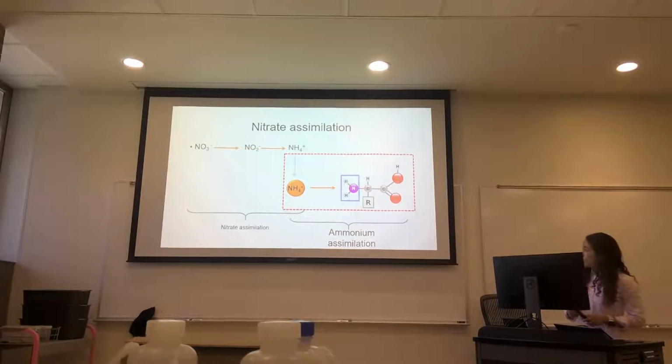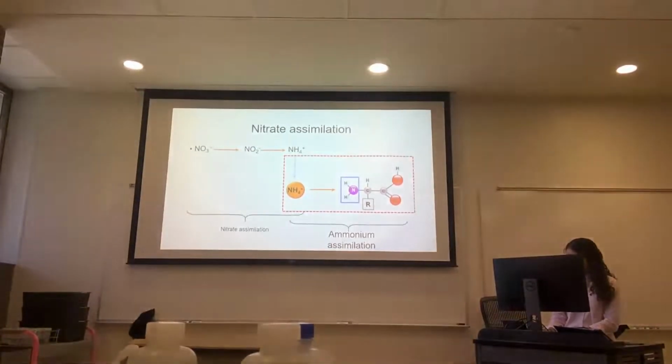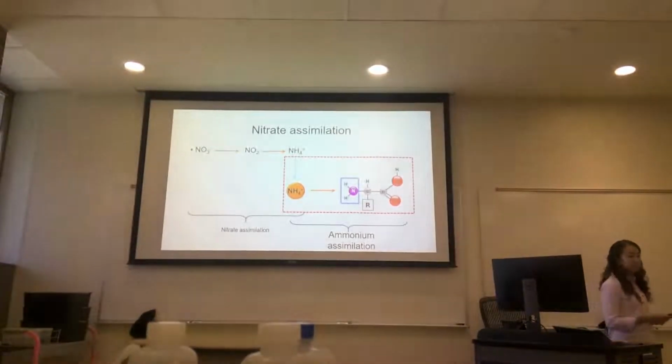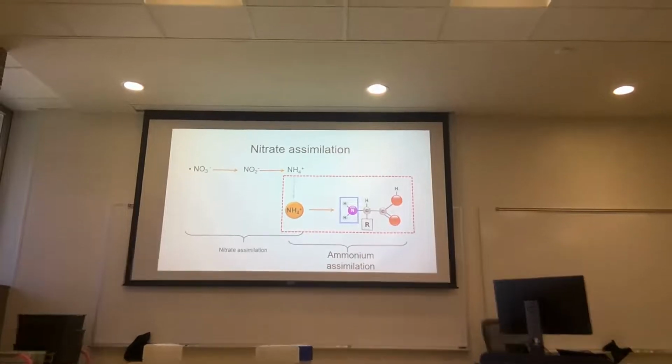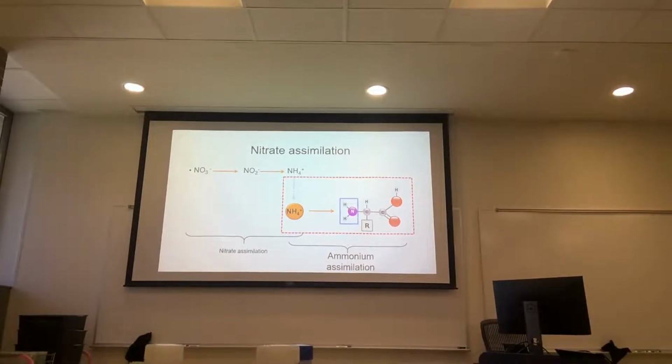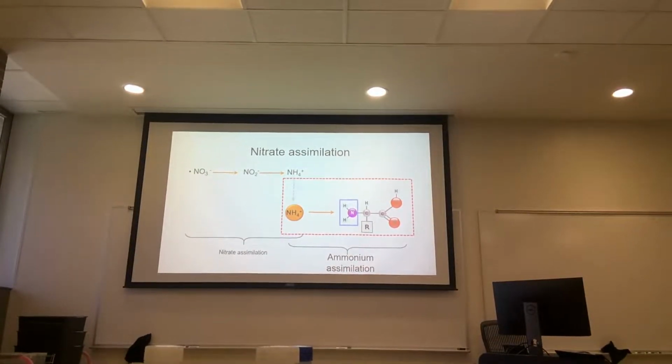Okay, so now we're going to be talking about the second part. We already have ammonium, right? From here. Now, what are we going to do with the ammonium? So it's ammonium assimilation. How does this ammonium get incorporated into amino acids, and how does it get distributed everywhere else?